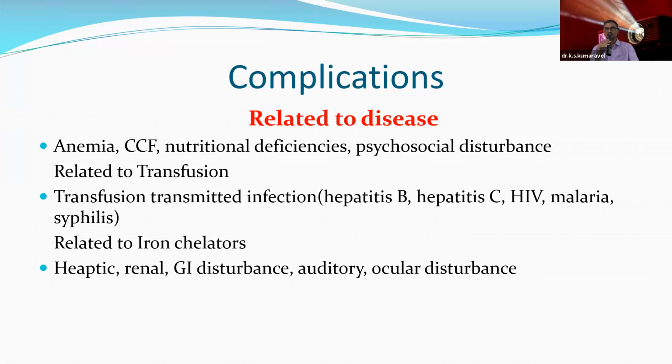Anemia, CCF, psychosocial disturbance. These children have lots of psychosocial and emotional disturbances. So that also has to be attended to. And recurrent fractures can be seen. They come with recurrent fractures, some children. And there are other complications related to iron chelators, where they have to be submitted for auditory examination once a year and ocular examination once in 6 months. So all these things should be monitored regularly, at frequent intervals.